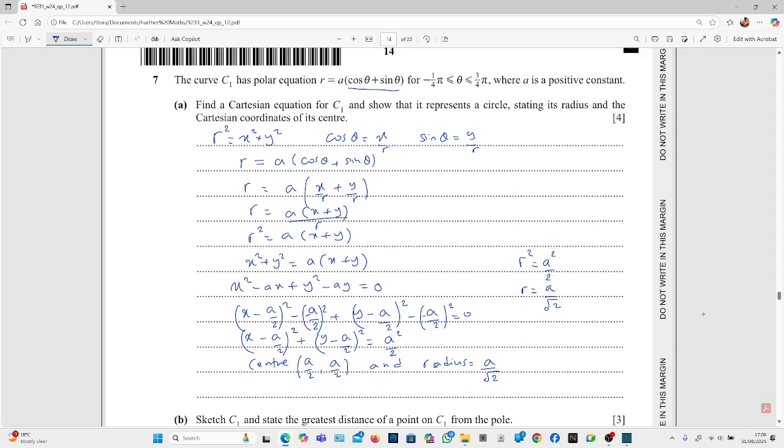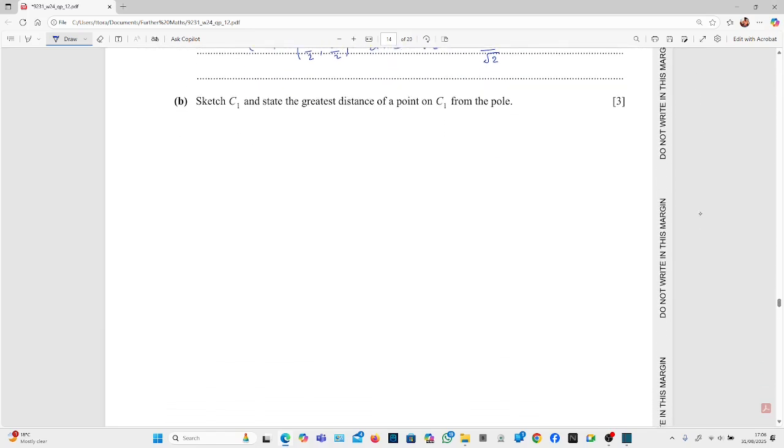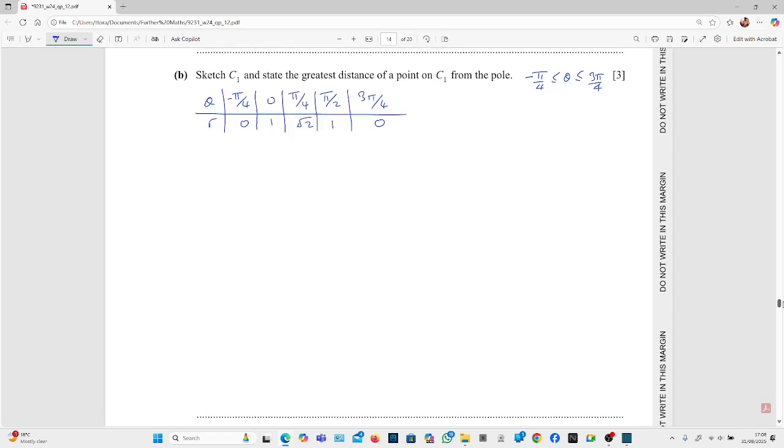Moving on to the second part of the question. Here, we've got to sketch the curve C1 and state its greatest distance from the pole. Remember, this is for -π/4 ≤ θ ≤ 3π/4. So we're going to compute the radial values for those values of theta. And in doing so, this is what we get.